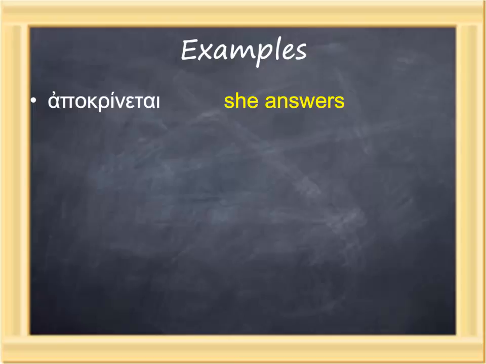Some examples of translation. Apokrinetai. The tai ending is third person singular, passive, but the dictionary form is apokrinomai. This verb is deponent, so we translate it actively. She answers. Poreuometha, again, metha, passive ending, but the dictionary form is poreuomai, so the translation is active. We go.